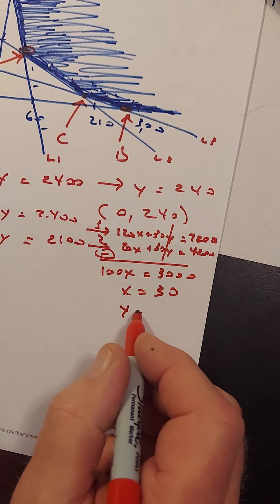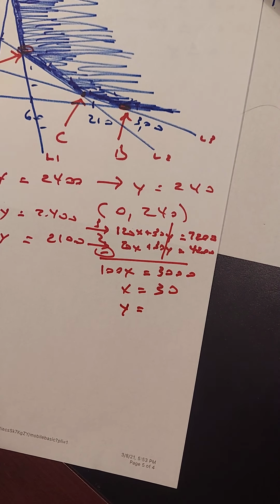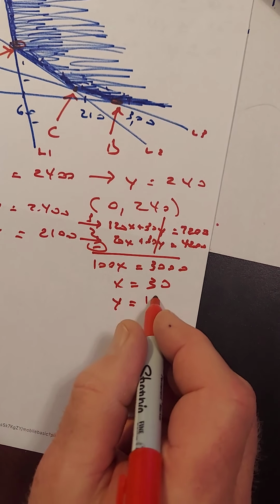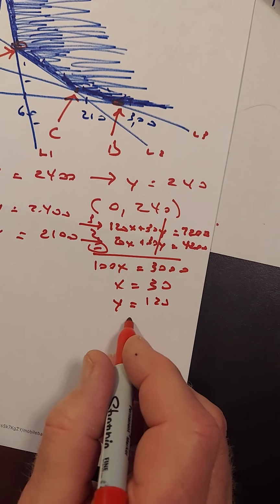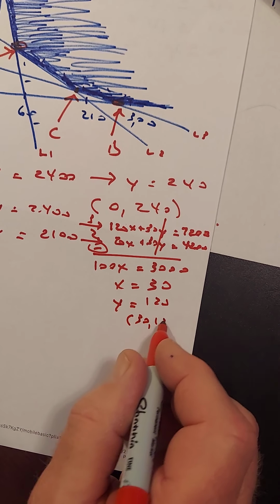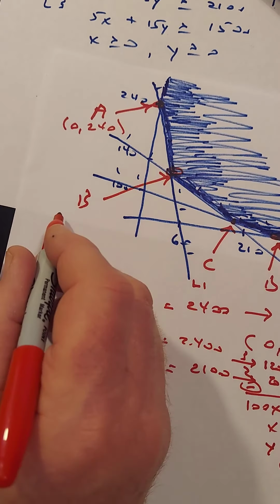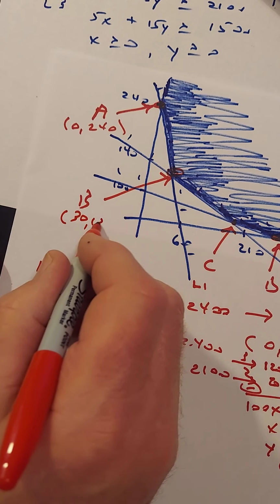And if you plug back in, I'll cheat because I've already got it worked out here, y is going to be 120. So that means point B is 30, 120.